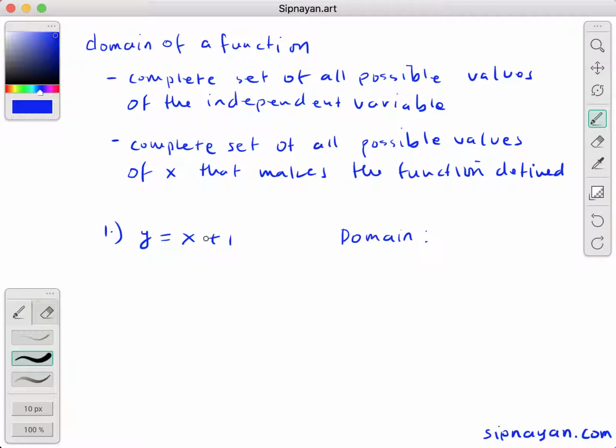So, nakakaisip pa kayo ng value ng x na pag nilagay natin dito, magiging undefined yung y? Wala, di ba? So, pwedeng negative, pwedeng positive, pwedeng zero, pwedeng rational number, pwedeng irrational number. Okay? So, the domain, no? Actually, the domain is all real numbers. No? So, lahat ng real numbers pwede natin ilagay dun sa x. No? So, meaning, yung domain natin is a set of all real numbers.